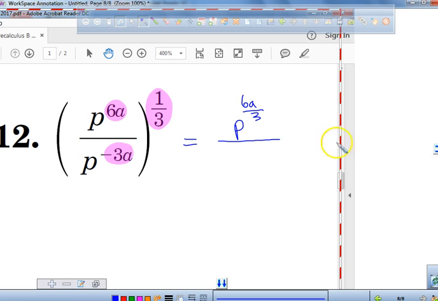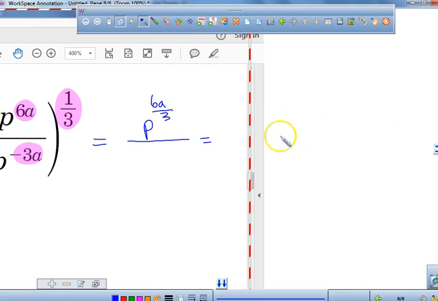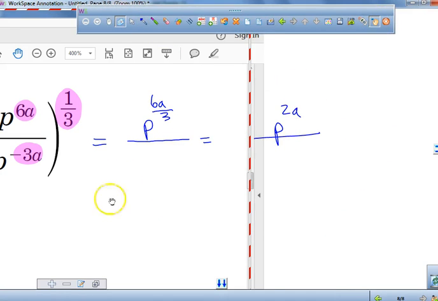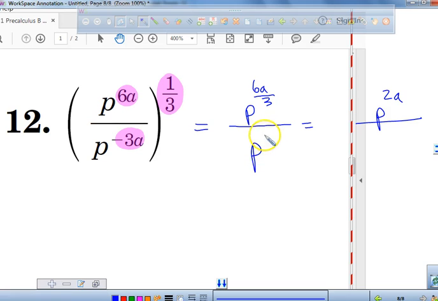6a over 3, which becomes, now I will call on you, Marley, 1 second. Let me erase this real quick. This right here, I'm going to put p to the power of 2a. Alyssa, could you please apply the power of 1/3 to the negative 3a? What do you get? So it would be p negative 3a over 3. That is absolutely correct. The next one would be p negative 1. That's right. Now, let's just give her a round of applause.